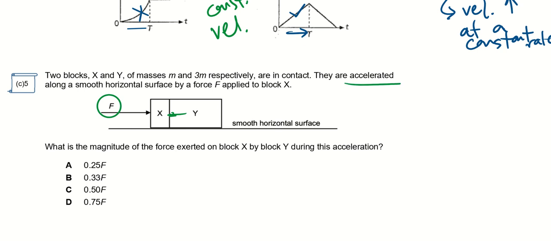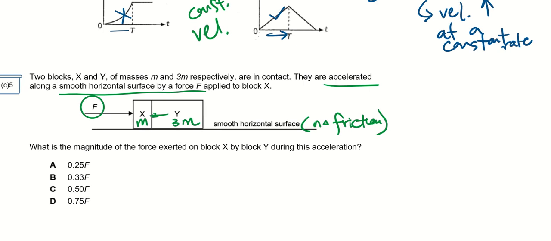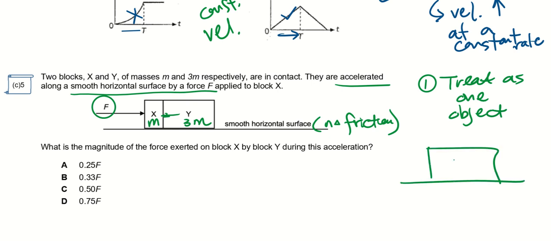They are accelerated along a smooth horizontal surface. That means there is no friction, by a force F. Okay, and X has a mass of m, Y is 3m. So we will now need to treat it as one object. Treat as one object. So I will redraw, and this will become 4m. Okay, and I have a pushing force of F.